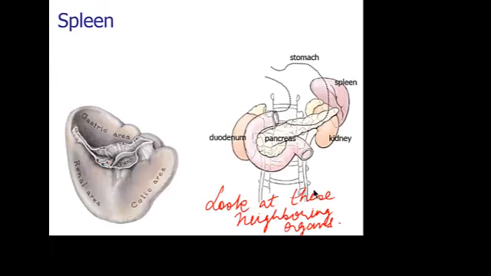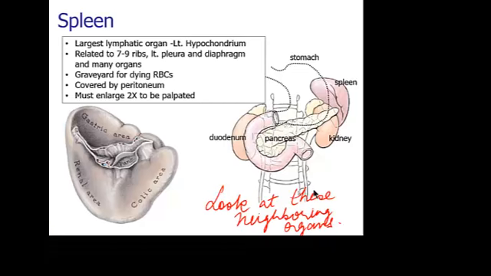Lastly, the spleen, the largest lymphatic organ. This is present in the left hypochondrium. So remember the 9 regions, it's present in the left hypochondrium. It lies obliquely, and it's related to the 7th to the 9th ribs. Since it's on the left side, the left pleura and the diaphragm.